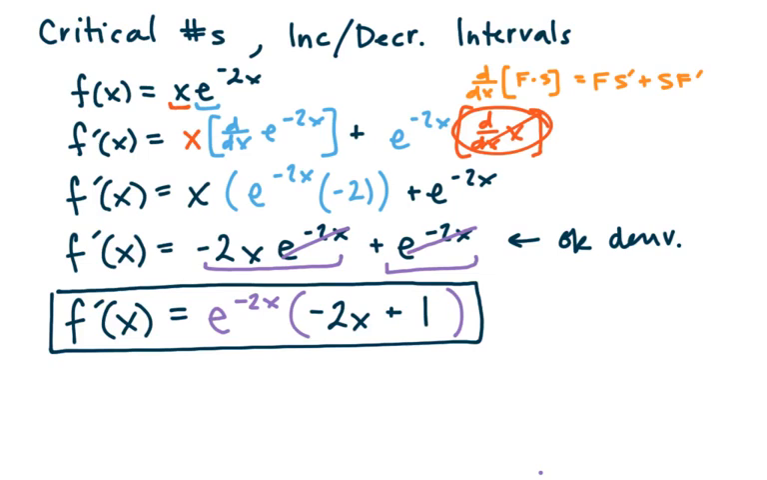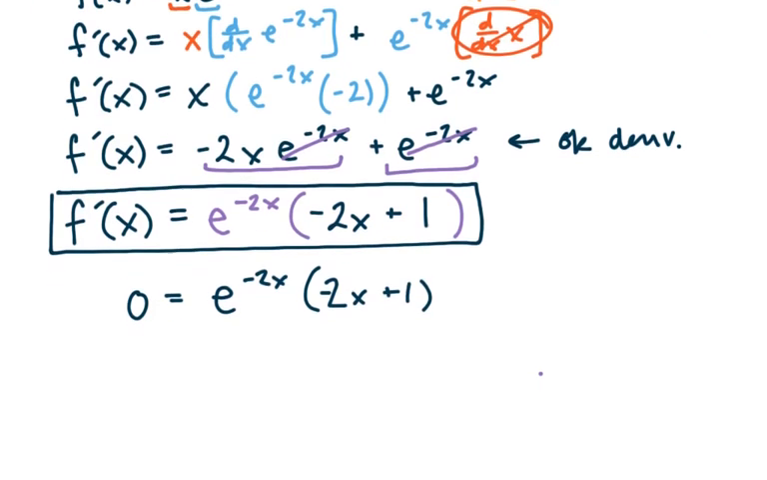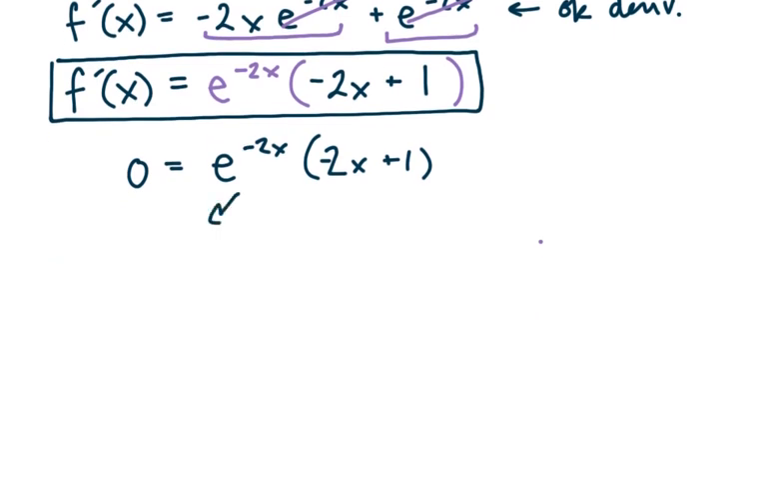So we found our derivative. We need to set this equal to 0 in order to find our critical numbers. So 0 is e to the negative 2x times negative 2x plus 1. And because this is already in factored form, if I'm multiplying two factors to be equal to 0, then I know each one of them needs to be equal to 0. So e to the negative 2x equals 0, and negative 2x plus 1 equals 0.